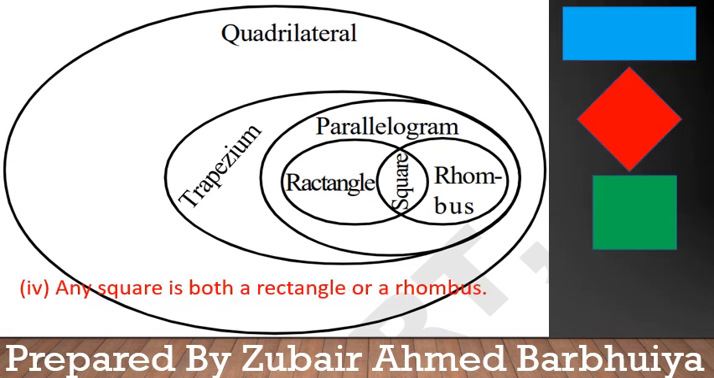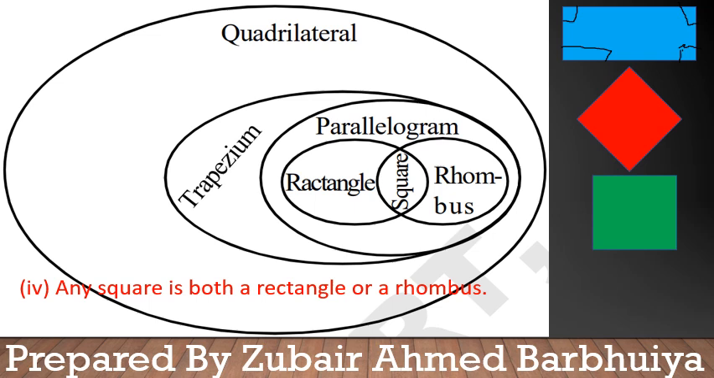Now let us define rectangle and rhombus. A rectangle is a quadrilateral whose angles are all equal, that is each angle is 90 degrees, a right angle. If each angle is of equal measure, then this will be called a rectangle. Let us check whether a rhombus can be a rectangle or not.